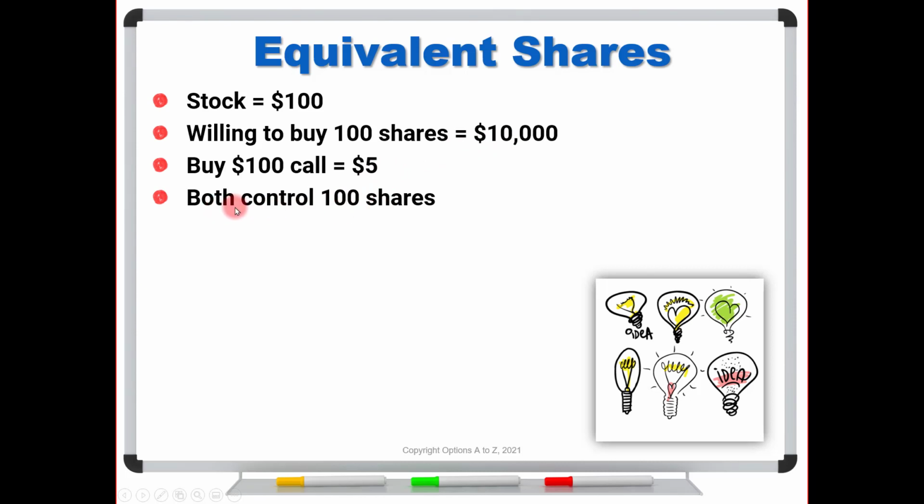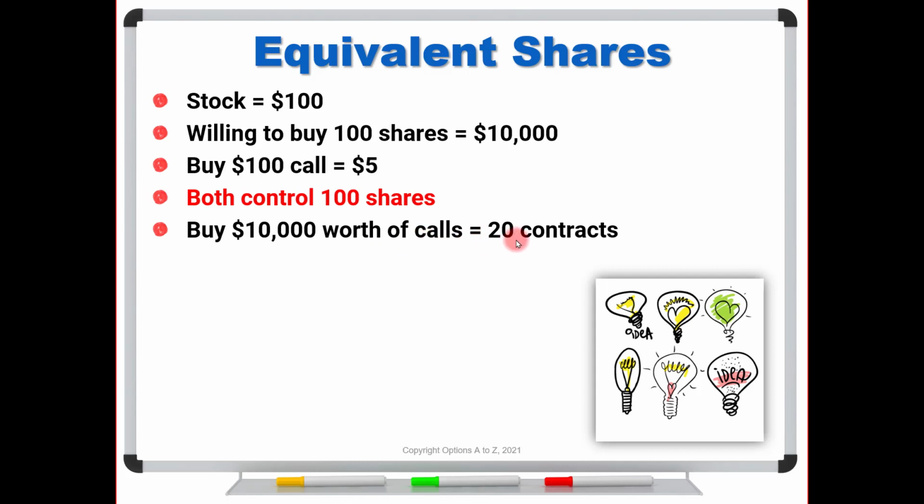And it's this right here that you want to focus on. This is what it means to trade in equivalent shares. If the option for some reason controlled 150 shares and you were willing to buy 150 shares, then yes, you could buy one call option. But what you don't want to do is to say, well, I'm willing to spend $10,000 on the investment, whether it's in shares or the option, so let me put $10,000 into the calls or buy 20 contracts. Now again, could you do that? Of course you could, but it's just not a real good idea.